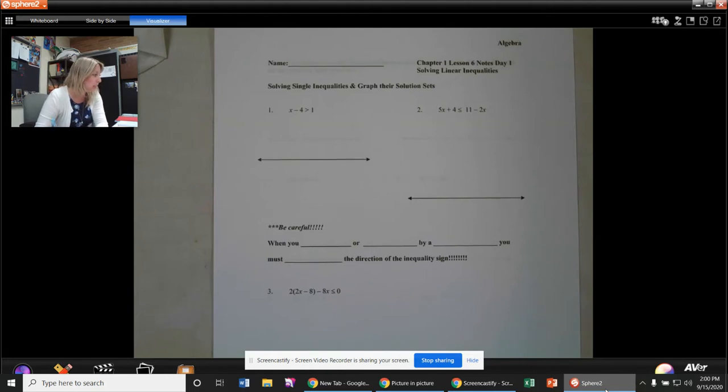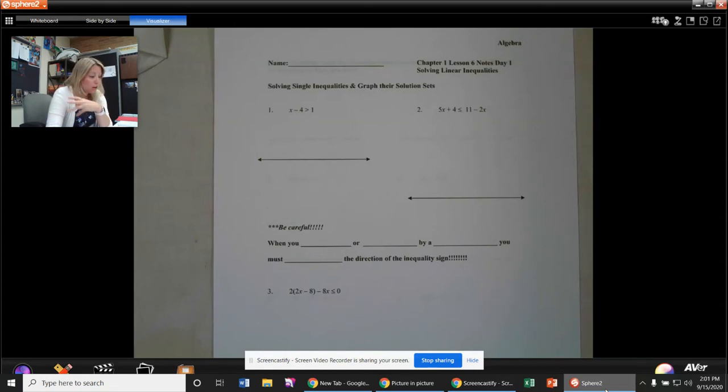So for Lesson 6, there are going to be 3 total days. All of those days are talking about linear inequalities. So that's why they're all part of Lesson 6. But each day is focusing on different pieces of solving linear inequalities or graphing the solution sets to linear inequalities.